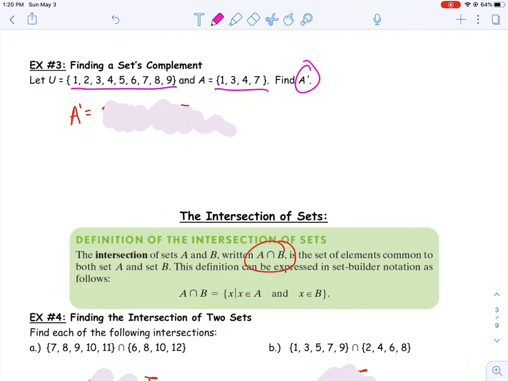I'm asking you for the complement of A. What elements are in our picture or in our universal set that are not in set A? So I don't want 1, I don't want 3, I don't want 4, and I don't want 7. So I would say that the complement of A, all the elements that are not in A, would be the numbers 2, 5, 6, 8, and 9. The complement of A, all the things that are in our picture that are not in A.